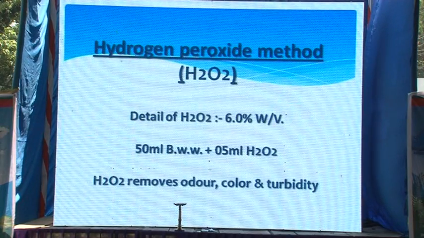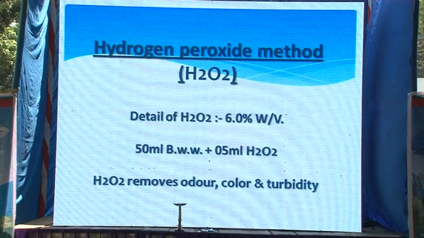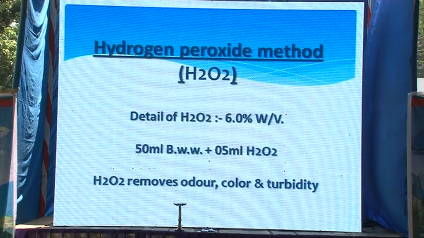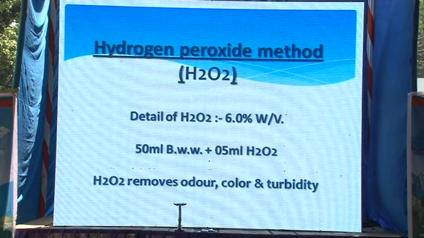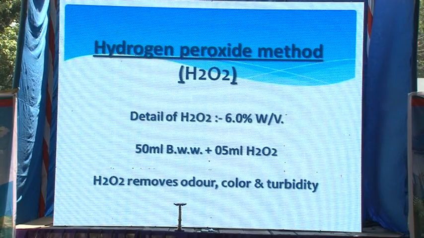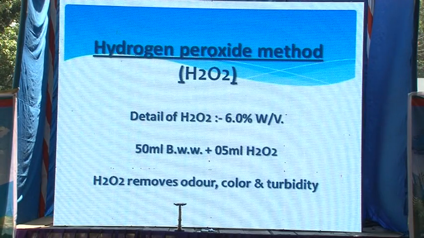So then the hydrogen peroxide method. Hydrogen peroxide is 6% weight per volume. Then we add 5 ml hydrogen peroxide in a sample of 50 ml wastewater and recycle it. Then H2O2 removes odor, color and turbidity very well.